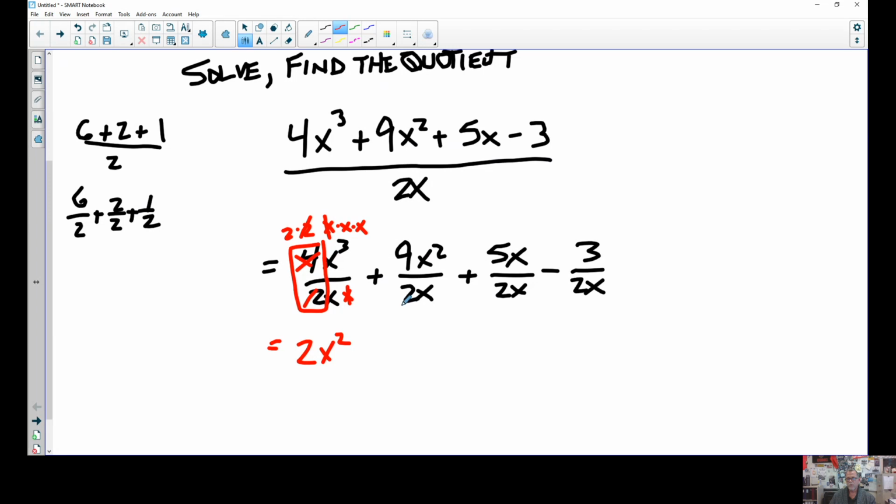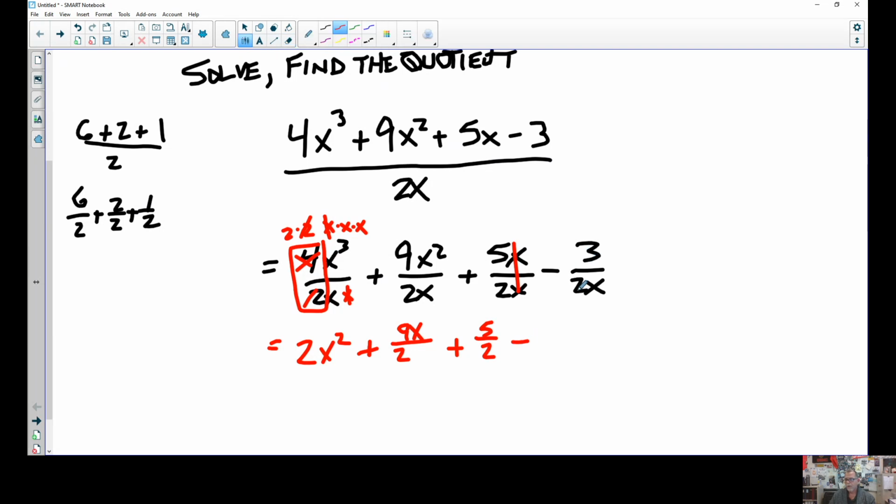Here, I got a 9 over 2. Nothing changes that, right? That doesn't divide nicely. So I would leave that as 9 over 2. Now I have an x squared over an x. So there's 2 on top, 1 on the bottom. That leaves 1 on top. All right. Now, go to the next one. 5 over 2. Again, no nice division there. So I leave it as 5 over 2. The x's cancel. X over x. So I can get rid of that little tail I got left there and go to the last one.